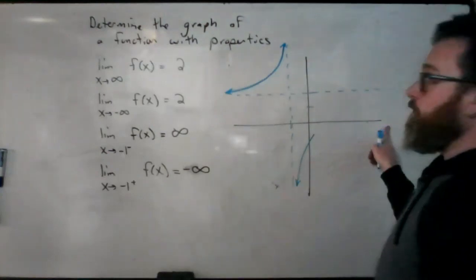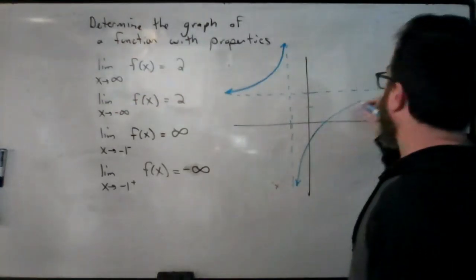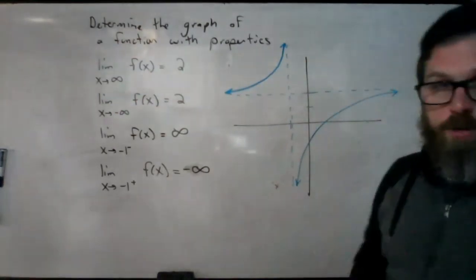And as I approach x is equal to infinity, I can see that the y values are approaching 2. So here's a possible graph for those particular properties.